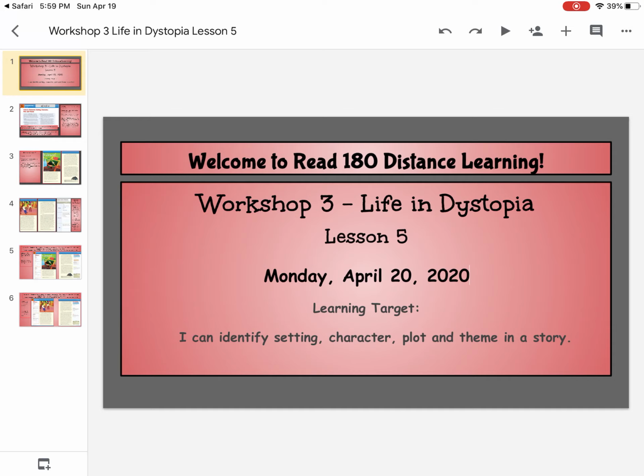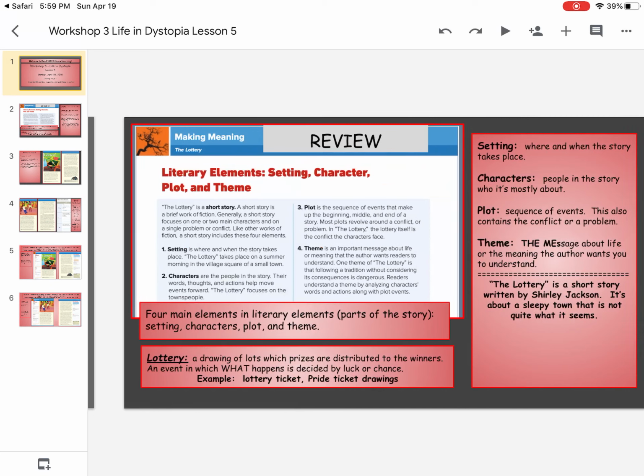Today is Monday, April 20th, and we're going to continue to work on Workshop 3, Life in Dystopia. So you're going to need the copy of your Read 180 book and a pencil. And today you can see our learning target is: I can identify setting, character, plot, and theme in a story.